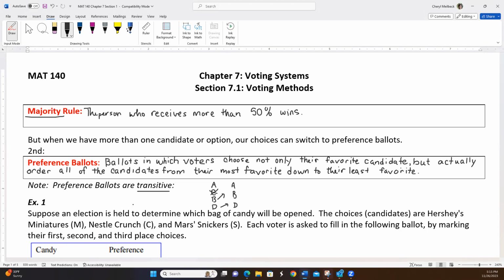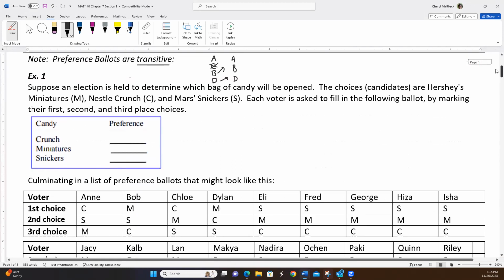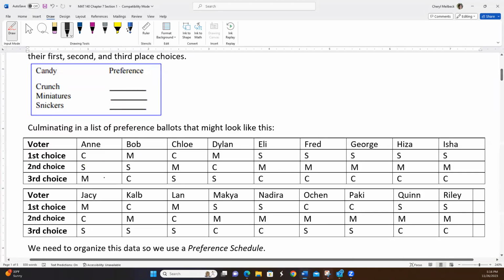Now we're going to look at an example of preference ballots here as we look at this election where you're voting on your favorite candy. So here you were given a preference ballot where they had you evaluate Crunch bars versus miniatures versus Snickers. And here is how people voted. So Anna voted for Crunch, Snickers, and then miniatures. Bob voted for M, S, and then C. This is their first, second, third choice, all the way down to Riley here.